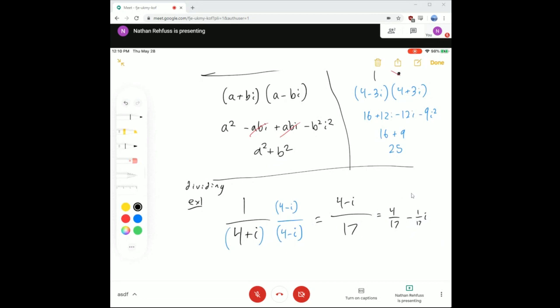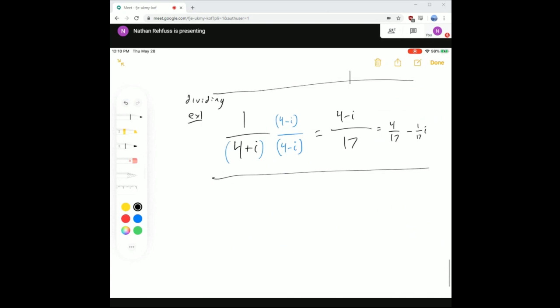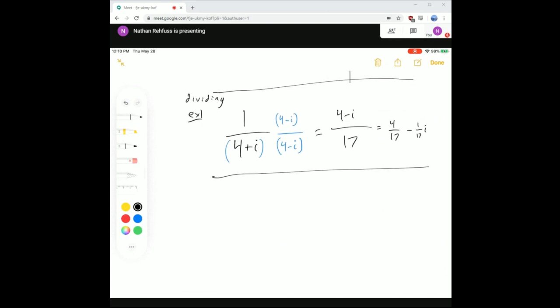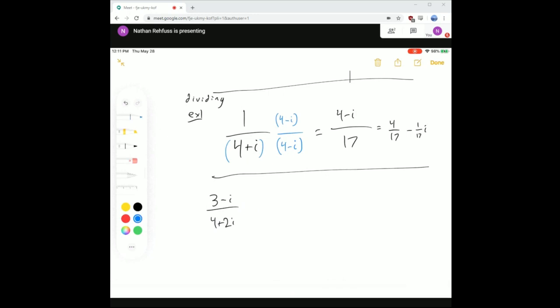So it's only a little bit trickier if I want to divide one whole complex number by another one, like 3 minus i over 4 plus 2i. What I'm going to do is get this thing out of the denominator by multiplying the top and bottom by its complex conjugate. I need parentheses to remind me to distribute.